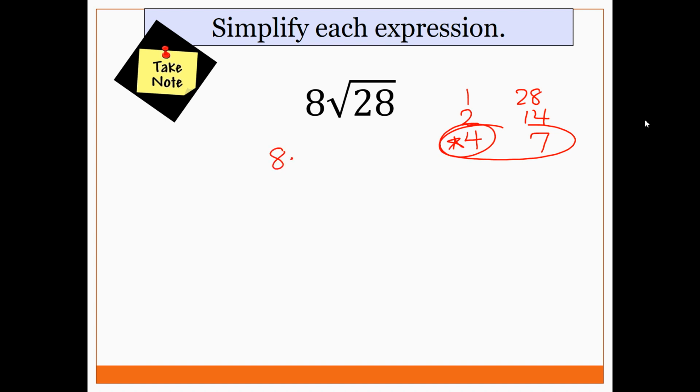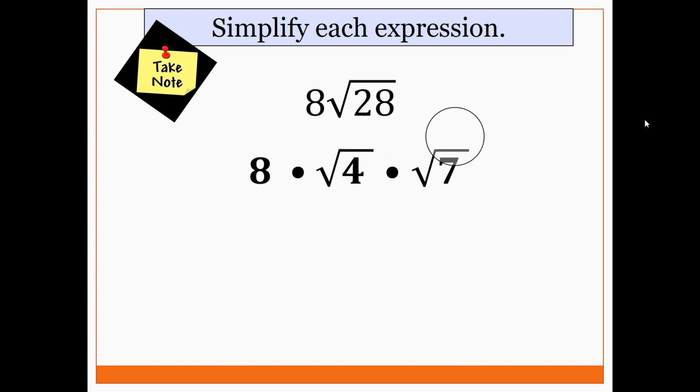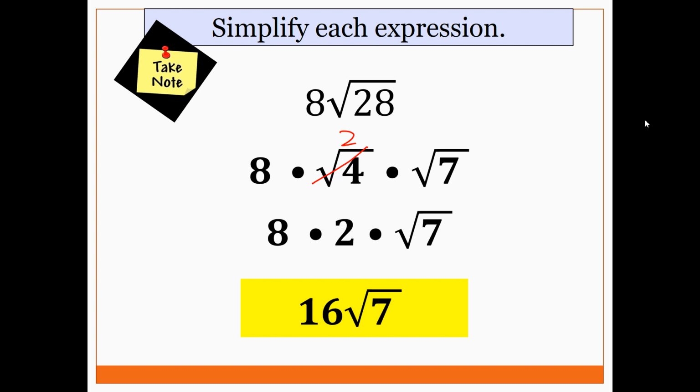8 times the square root of 4 times the square root of 7. I can take the square root of 4, which is 2. So now I have 8 times 2 times the square root of 7. And so my final answer would just be 16 root 7, or 16 times the square root of 7. Here it is with the PowerPoint. So we take the square root of that, 16 root 7.